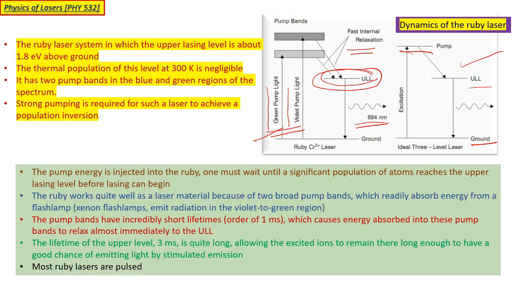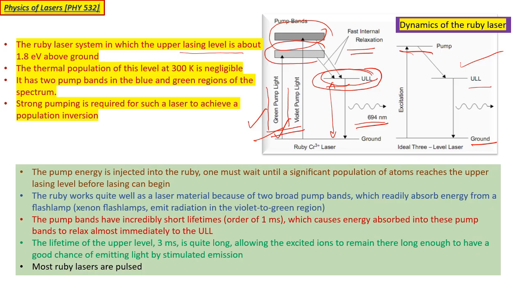So absorption band here, it can be pumped with the green light, it can be pumped with the violet light. Some of the points which are mentioned here, you can see as well that the upper lasing level has about 1.8 electron volt above ground, from here to here, and the thermal population of this level at 300K is not very high.